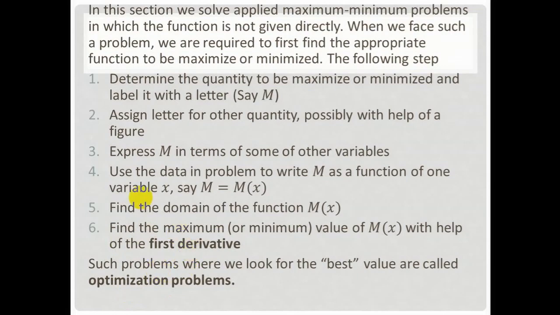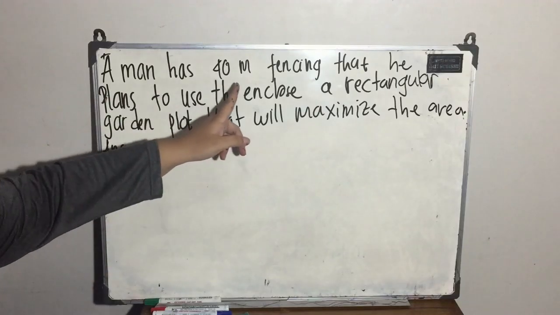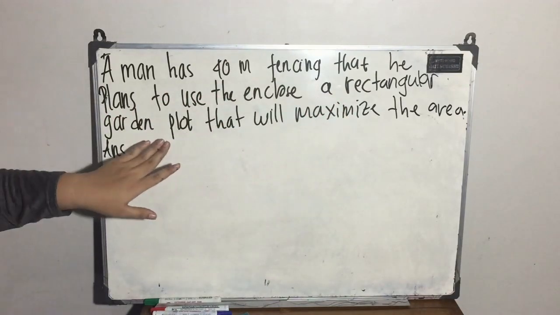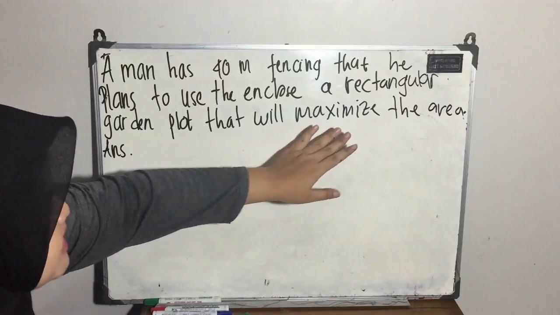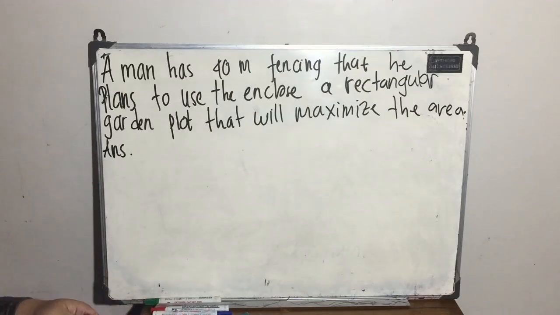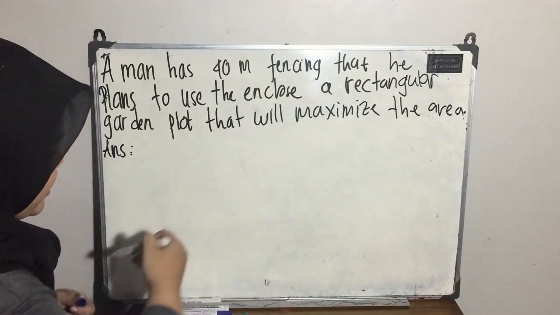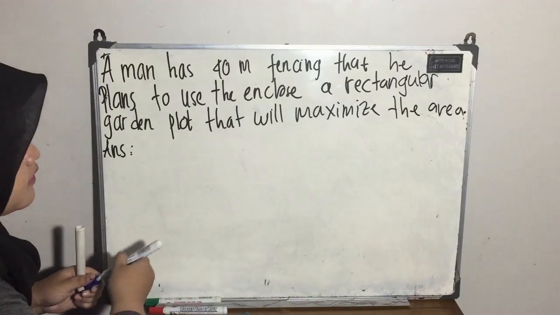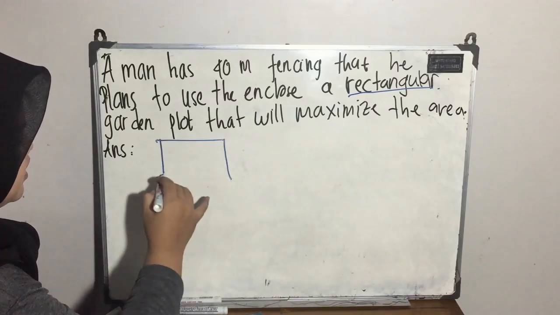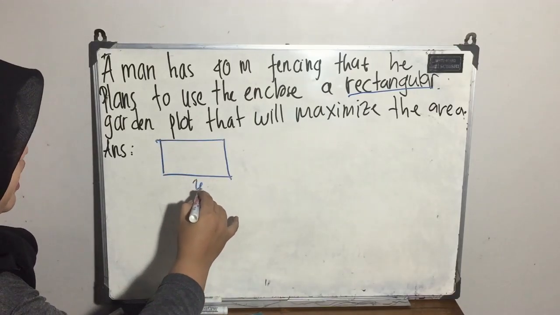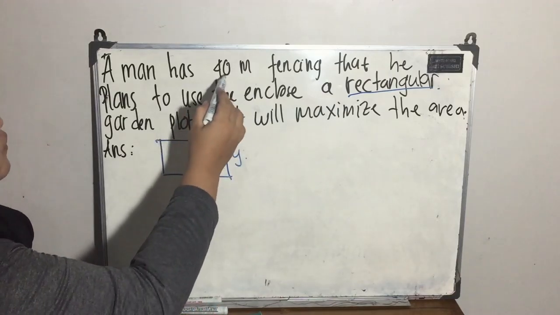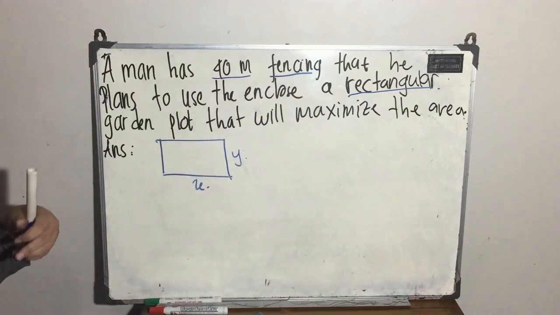So enjoy my example. Example: a man has 40 meters of fencing that he plans to use to enclose a rectangular garden plot that will maximize the area. So they told us to maximize the area. Okay, now we will solve. Since this one is rectangular, the rectangular shape is like this. Let's say this side is x, this side is y. Okay, everyone. So the man has 40 meters of fencing. Fencing is memagari.